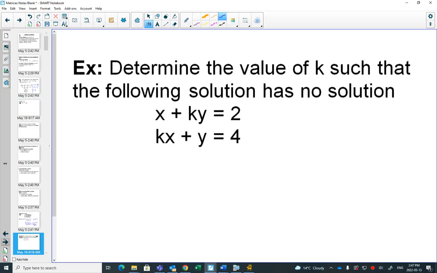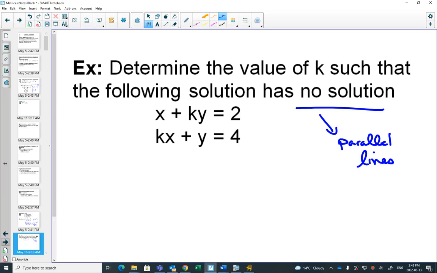So we want this one to have no solution, and we have to find the value of k that would do that. What do we have to have for no solution? We need to have parallel lines. If two lines are parallel, what do you know about those lines? They would have exactly the same slope.